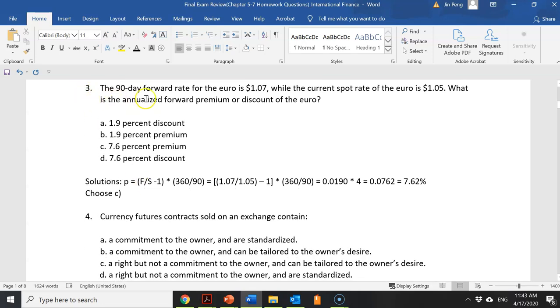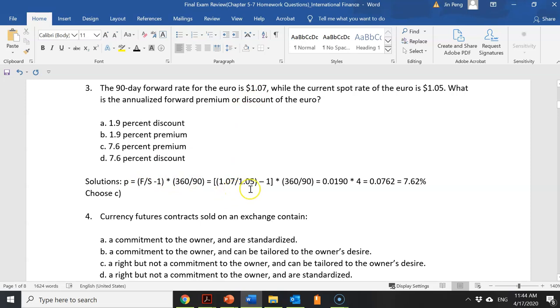Question 3. The 90-day forward rate for the euro is 1.07, while the current spot rate of the euro is 1.05. What is the annualized forward premium or discount of the euro? Okay, so here it's similar to question 2, but here we have the 90-day forward rate, so we need to annualize it by multiplying 360 divided by 90. Okay, so we need to use forward over spot rate minus 1 and multiply by 4.